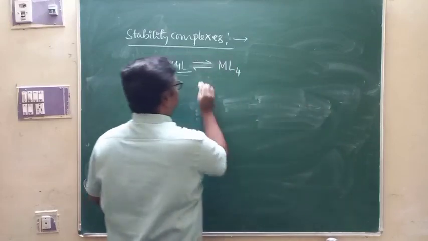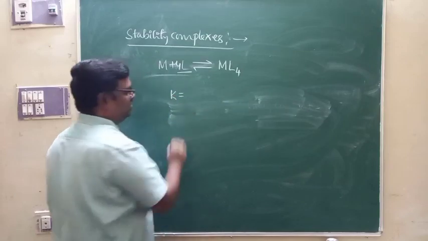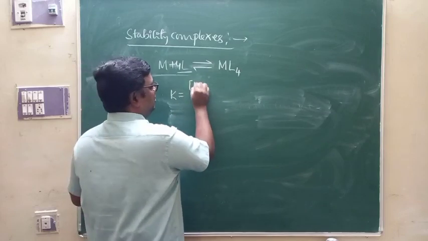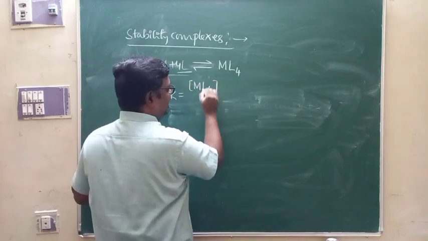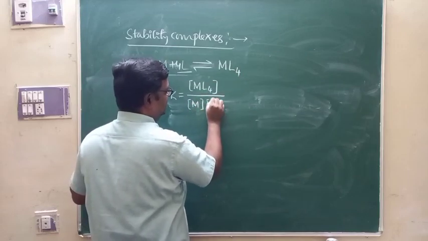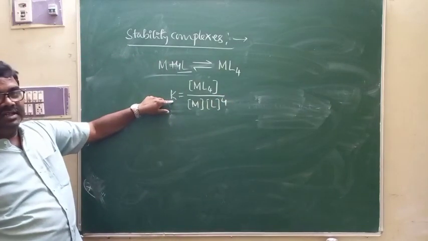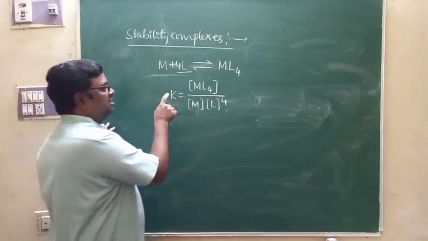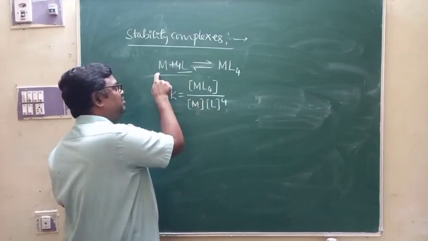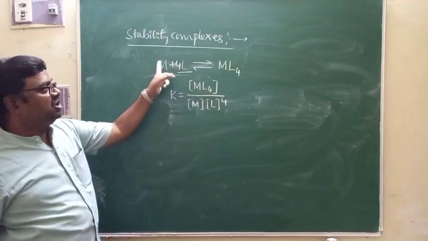This stability constant is just an equilibrium constant K. You know, equilibrium constant K is equal to the molar concentration of the complex, that is the product ML4, divided by the molar concentration of reactants, that is M into L to the power 4. By applying the law of mass action, I can write that equilibrium constant K as the product of molar concentrations of products divided by the product of molar concentrations of reactants, with each concentration term raised to a power equal to the stoichiometric coefficients.